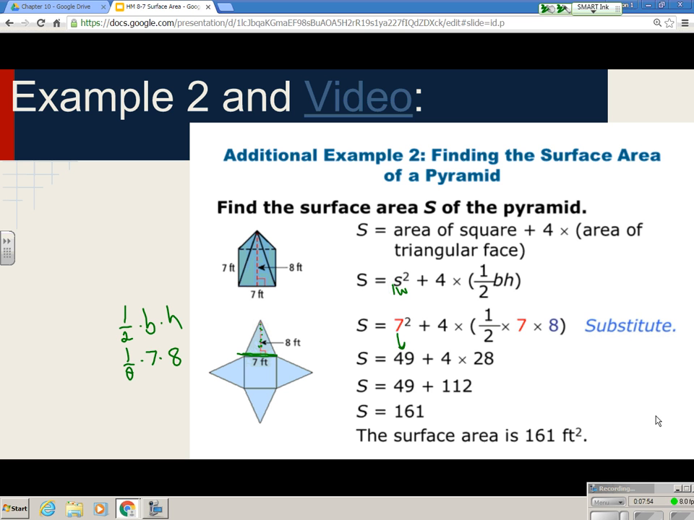Okay. Now 7 times 8 gives you 56. 56 times 1/2, or half of 56, is 28. So that's where we get the 28 there. We now know where we got the 49 there. And remember, if you put parentheses around that, we have 4 triangles that we have to figure out. So 28 times 4 is going to give you 112. Then you can finally add 49 and 112, which gets you 161 feet squared. So that's how you find the surface area of a pyramid. I strongly suggest that you write this down in your notebook.